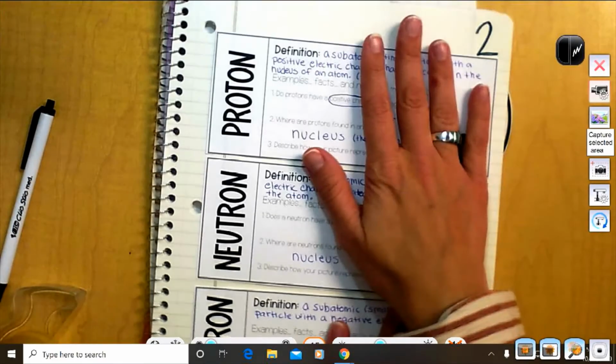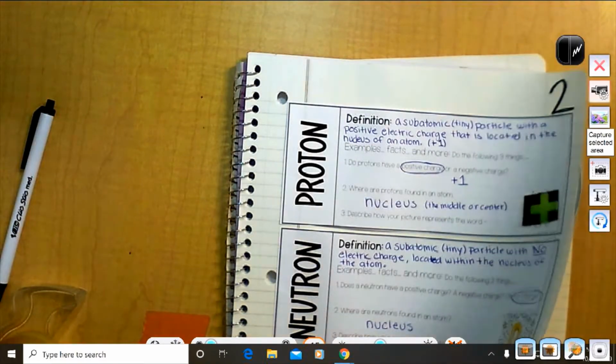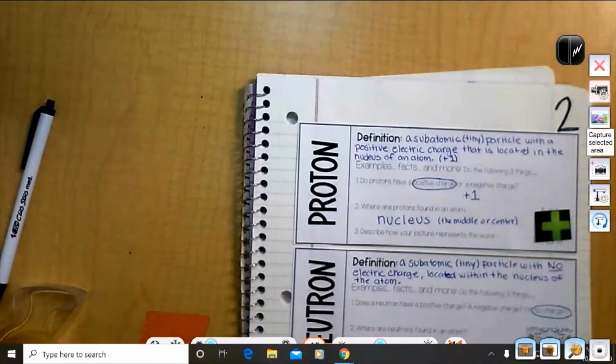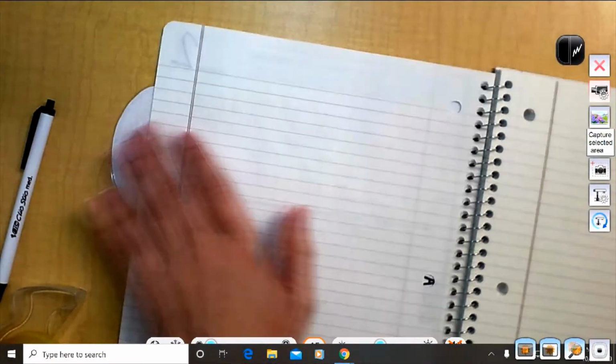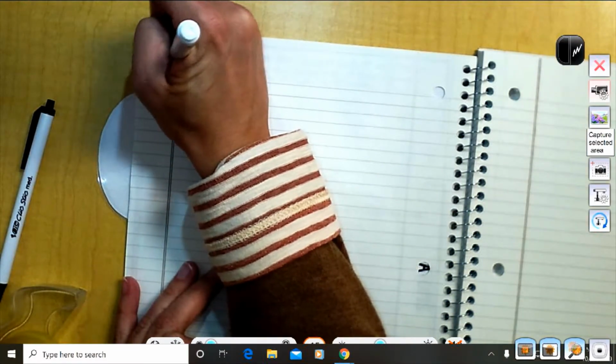Okay, so you finished page 2. You got it all glued in. It's not going to fall out when I come around to check it. You're going to flip the page. And on the back of where we just did page 2, guess what we're going to do? Page 3. So make sure you get that done.